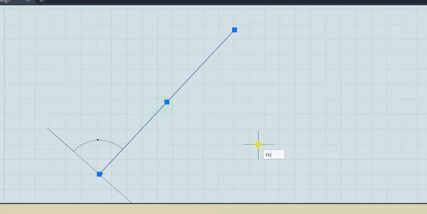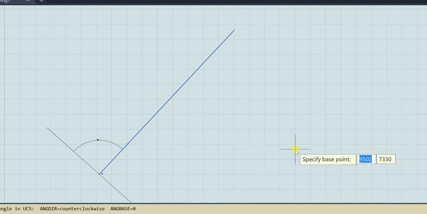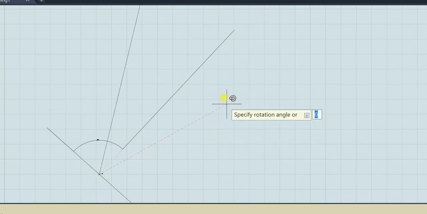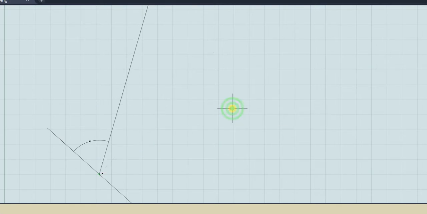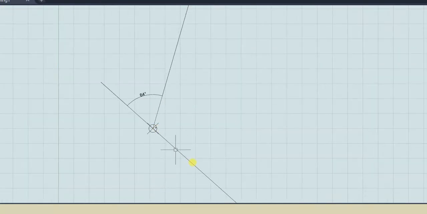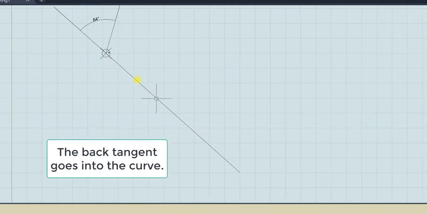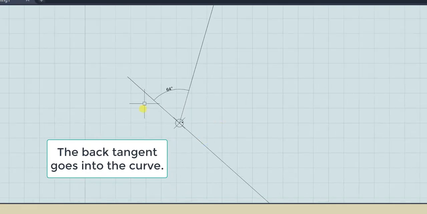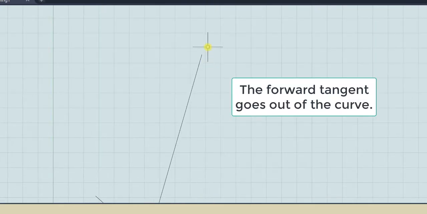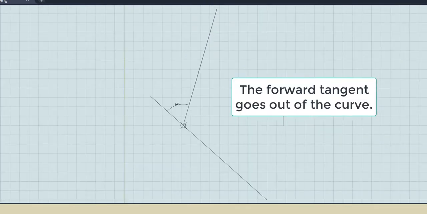Let's change. I don't want it to be exactly 90 degrees. Okay, so now it's 64, much better. So here we've got our PI, we've got our forward tangent going into the curve, we've flopped the scope, and then for prolonging the line, a deflection angle of 64 degrees, and here's our back tangent going off the back of the curve.